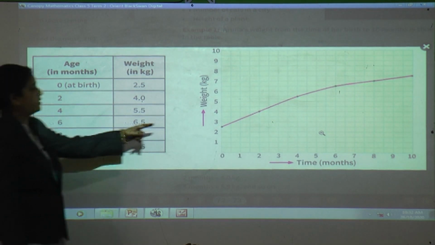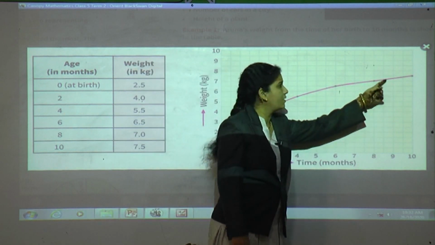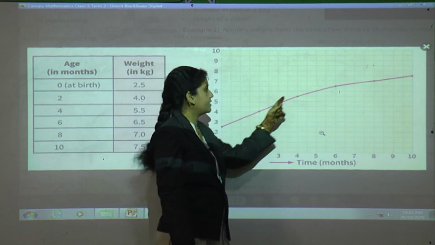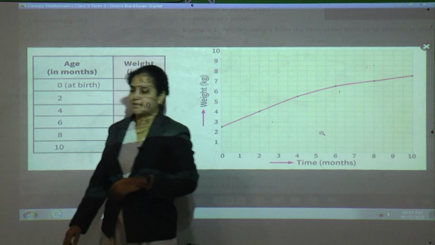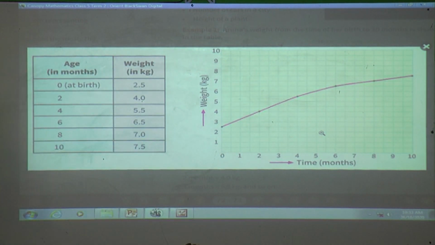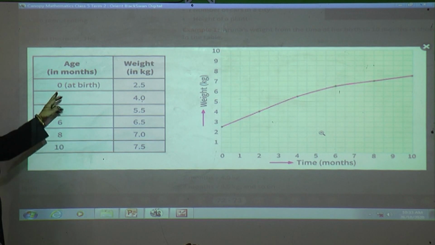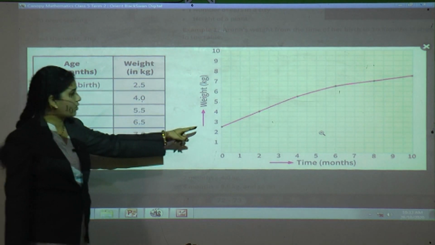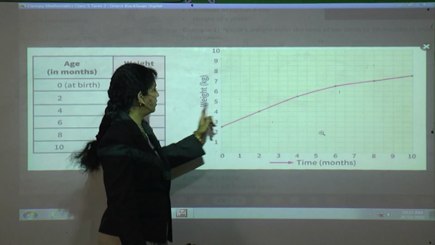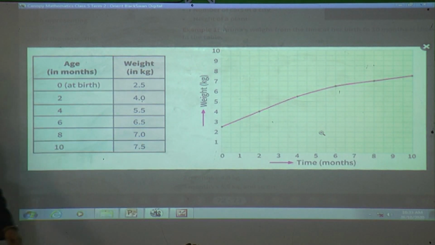See, here are the line segments. Just connect the points and create the line segments. Here, students, they have given the age in months and weight in kg. So just put the dot on the particular numbers.